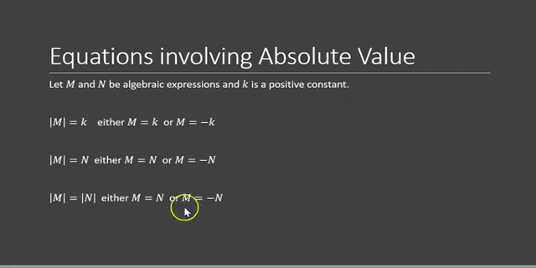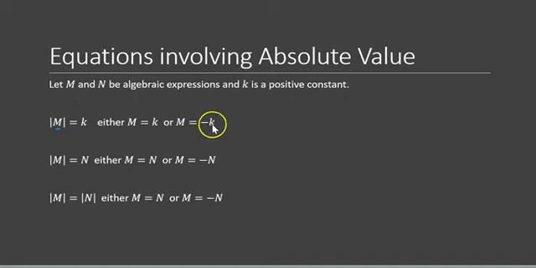So what if we have equations that involve absolute value? Here, let m and n be algebraic expressions and k is a positive constant. So our algebraic expression here has only one variable. So this equation is equal to k. So either the expression inside, m, is equivalent to k, or m is equivalent to negative k.